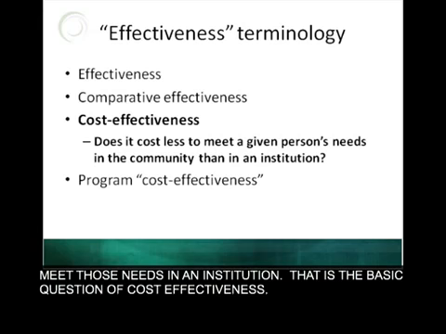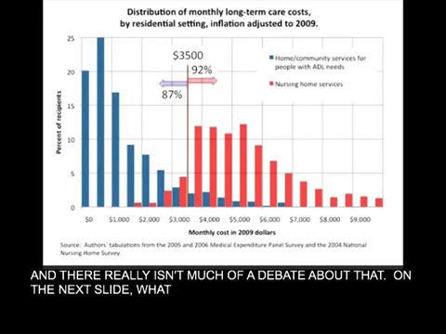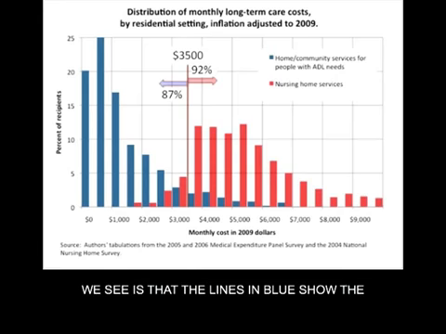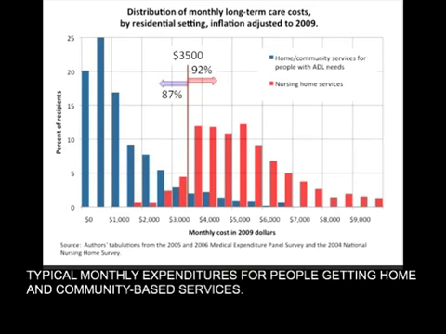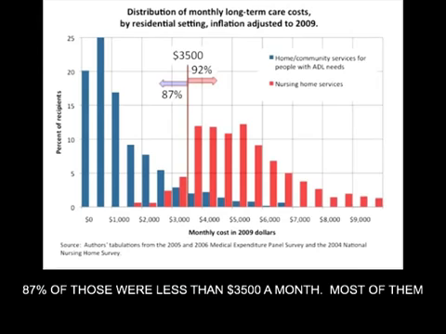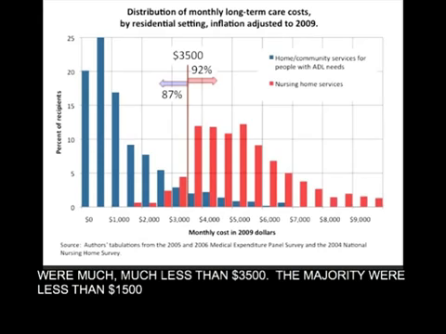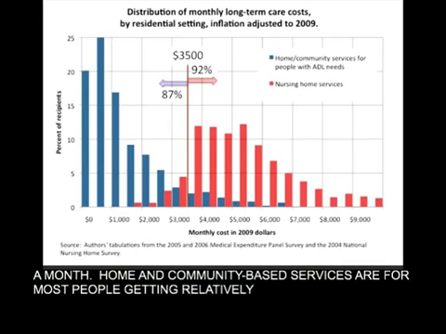Okay? I mean, that's the basic question of cost effectiveness, and there really isn't much of a debate about that. On the next slide, what we see is the lines in blue show the typical monthly expenditures for people getting home and community-based services. 87% of those were less than $3,500 a month. Most of them were much, much less than $3,500 a month. The majority were less than $1,500 a month. So home and community-based services are, for most people who are getting them, relatively inexpensive.